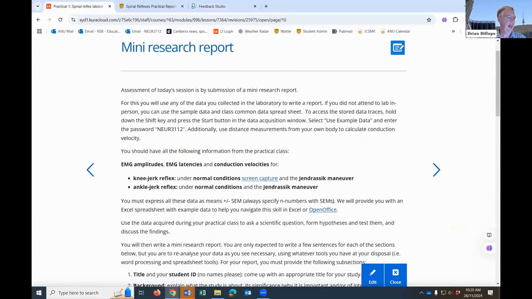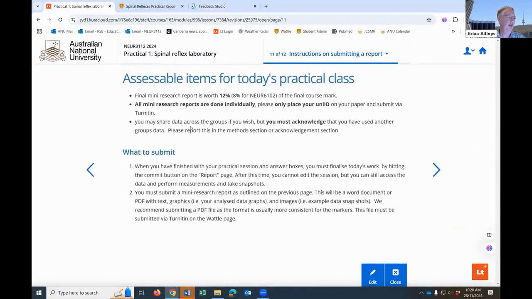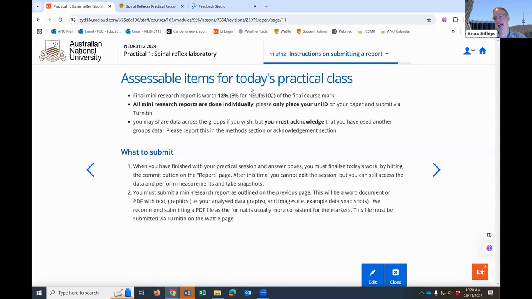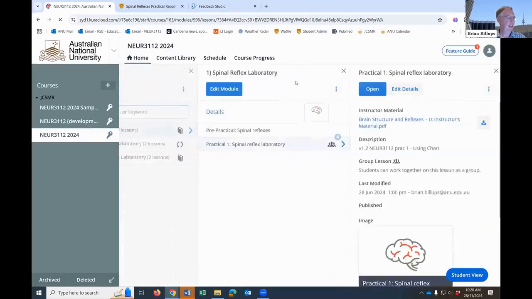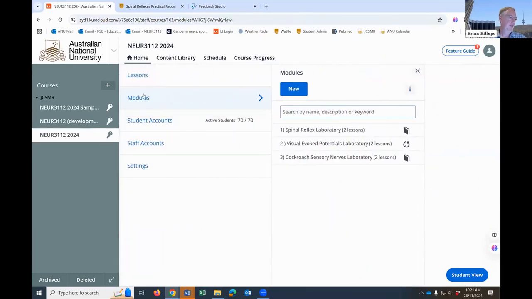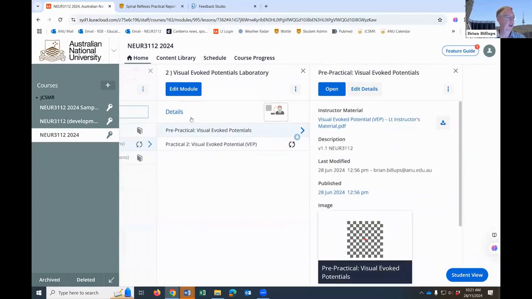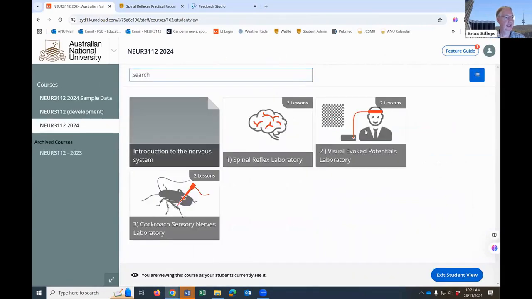So within LT, then we give them the instructions, we tell them exactly what they need, and then that's just submitted as a PDF in our learning environment, which is Moodle based. Okay, so that's the first practical. The second practical goes on from this. So if we look at our second one, this is visual evoked potentials. So for this one, we have, let's have a look how we do this.